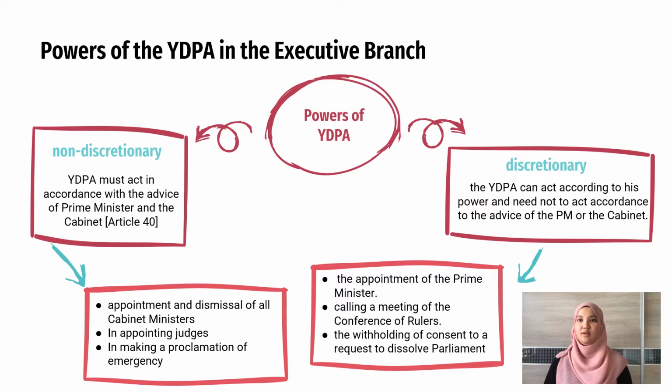Second, the withholding of consent to a request to dissolve Parliament. And third, calling a meeting of the Conference of Rulers concerned solely with the privileges, position, honours and dignities of their Royal Highnesses, and any action decided at the meeting.